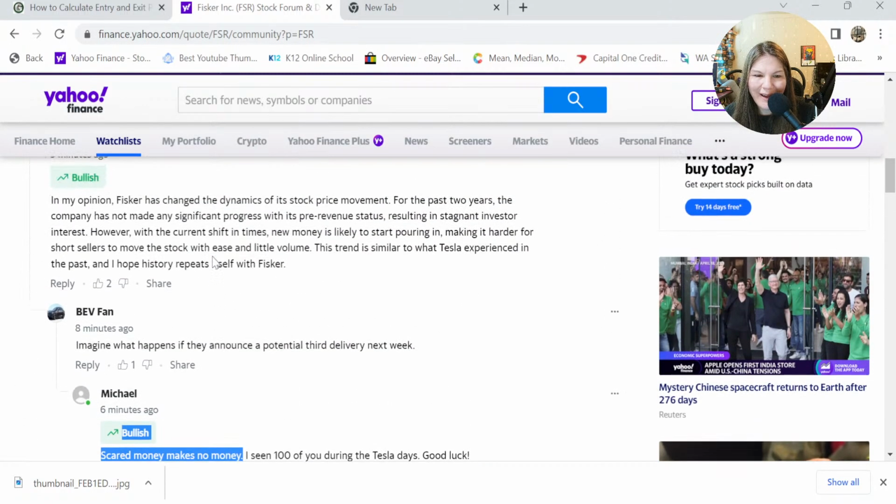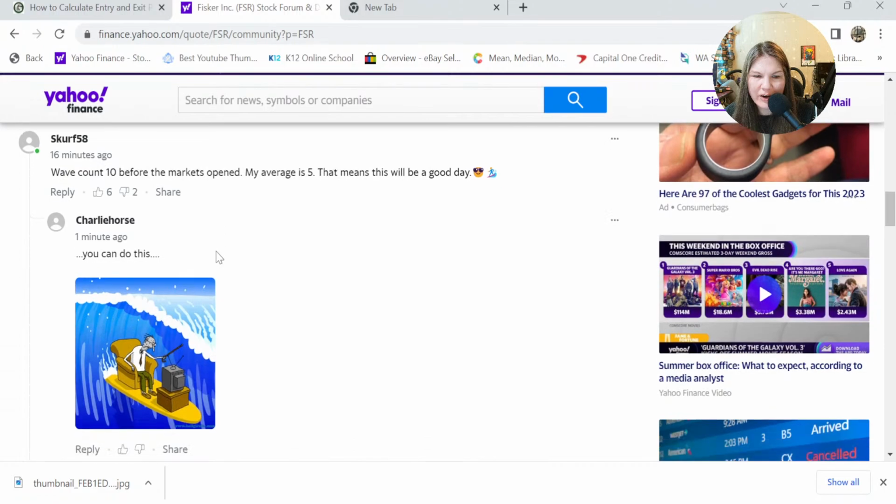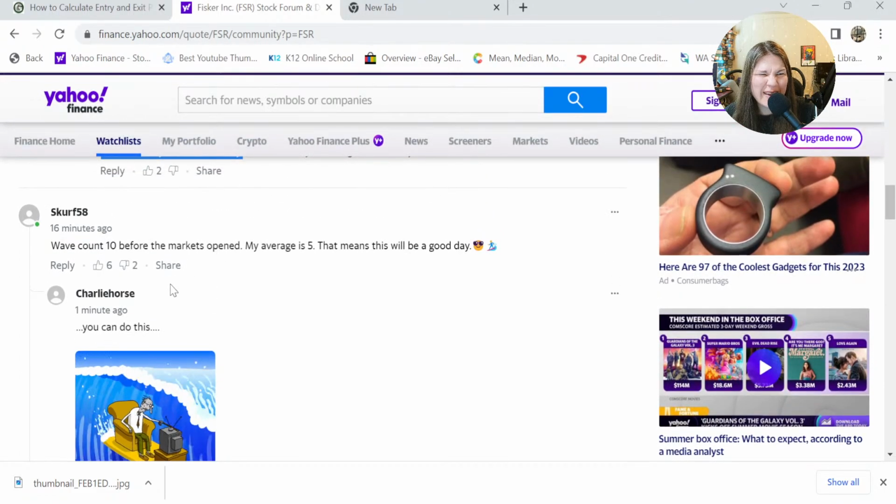I don't know. I kind of see these traders as they're kind of mean, guys. If you become a trader, don't be mean like these people in the comments. Maybe it's just comment people are mean.